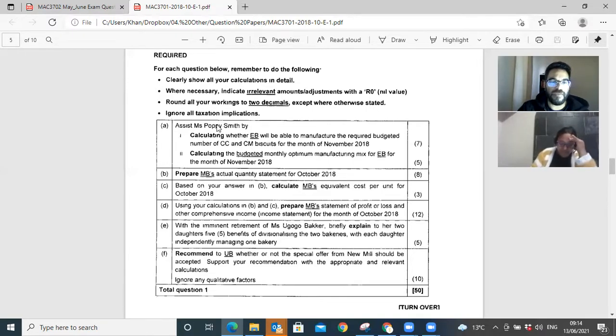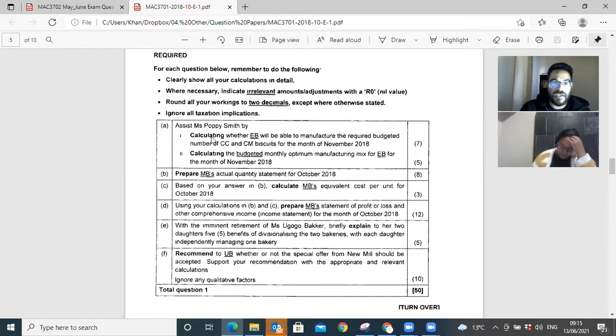Ignore all taxation implications. So they say assist Miss Poppy Smith by calculating whether EB will be able to manufacture the required budgeted number of CC and CM biscuits for the month of November 2018. So there you can see already what I talk about, the 3 aspects. They're asking you for budgeted, right? So you're using budgeted figures for the month, not a year, not a quarter, for the month of November 2018. So most likely somewhere in the scenario, there will be budgeted information for the month of November 2018. So you might just look out for that.